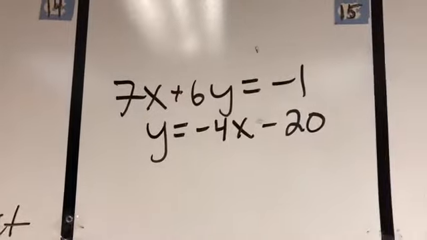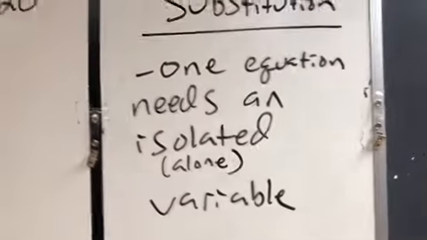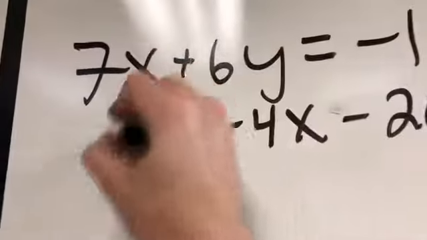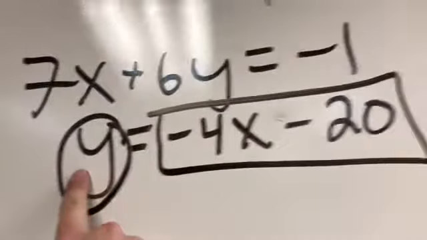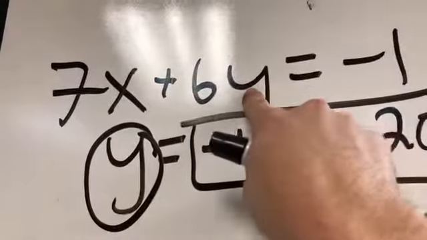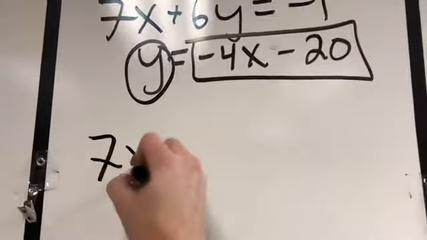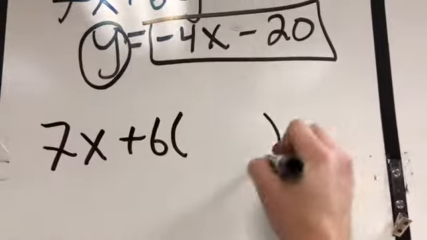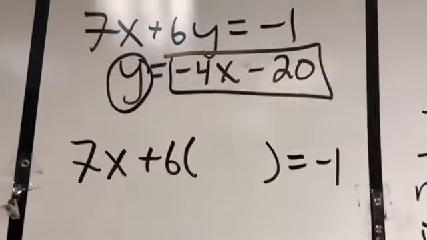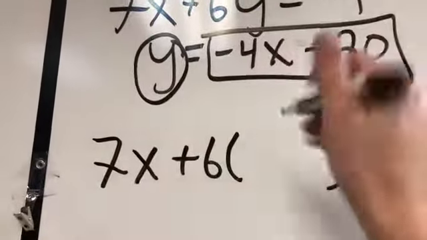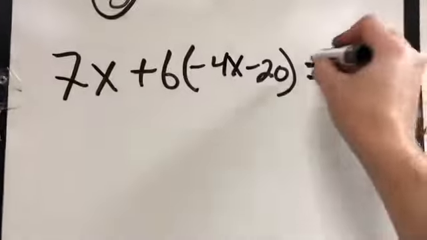Let's try one more example. So I want to solve the system, and in order to use our substitution strategy, one equation needs an isolated, an alone variable. So up here, I see this y is already alone, so I'm going to circle it, and I'm going to box what it's equal to. Because now that this y is alone, I can take what I boxed and swap it out with the y in the other equation. So I'm going to take this top equation and set it up. 7x plus 6. I'm going to make a big parentheses for y, and this is still equal to -1. Now instead of y, I'm going to put what y is equal to, -4x minus 20.